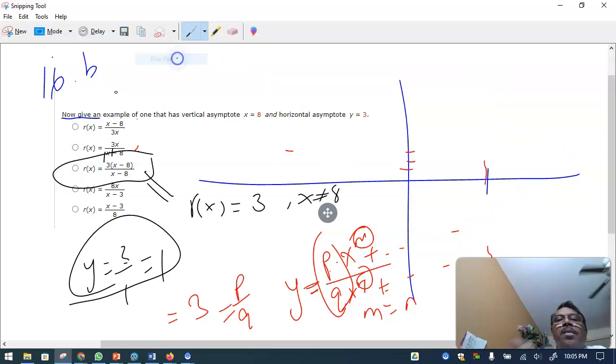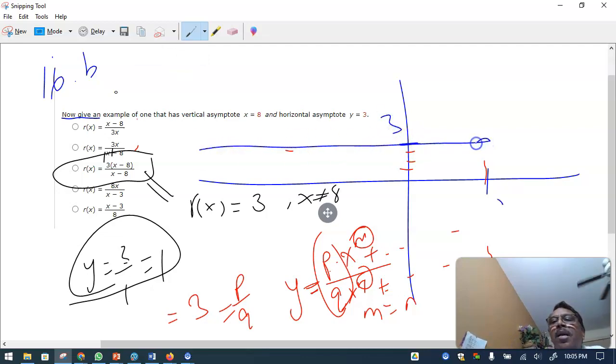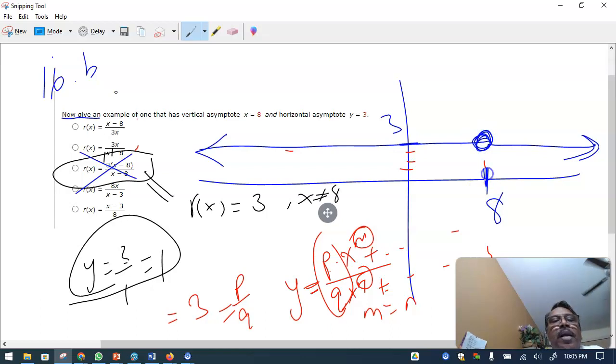So there is a y equals 3. Let's see, this is 3. It goes like this, and at a there's a hole, and then it goes like this. That's all this means. So this cannot be the answer because there is no vertical intercept, vertical asymptote, but there's a hole at x equals 8.